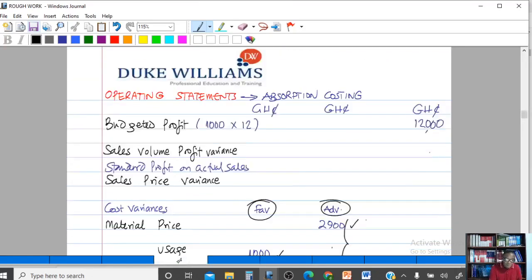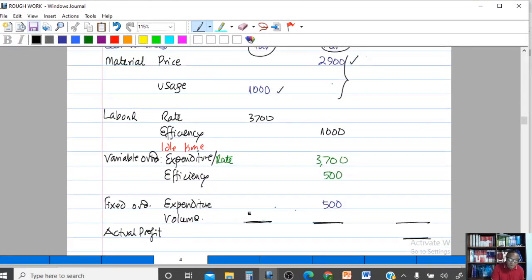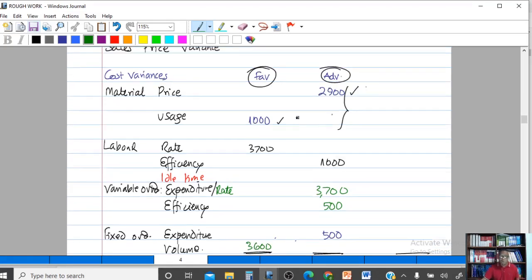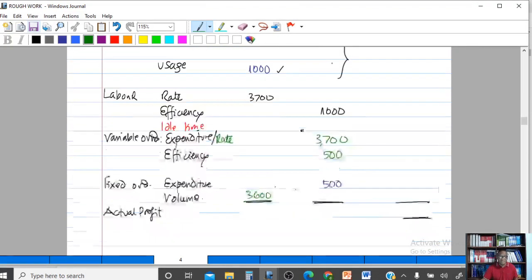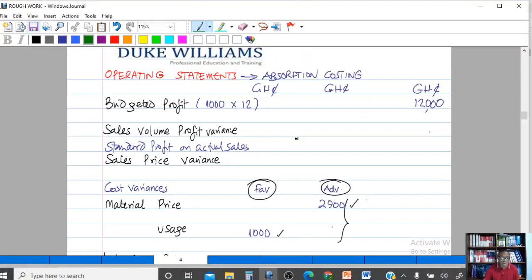So if we come back here, our volume was 3,600 favorable. So let me quietly put that there. At this point, I have finished with all the cost variances. So what I need to do now is to work out my sales variances. So I'll deal with sales volume variance and the sales price variance.